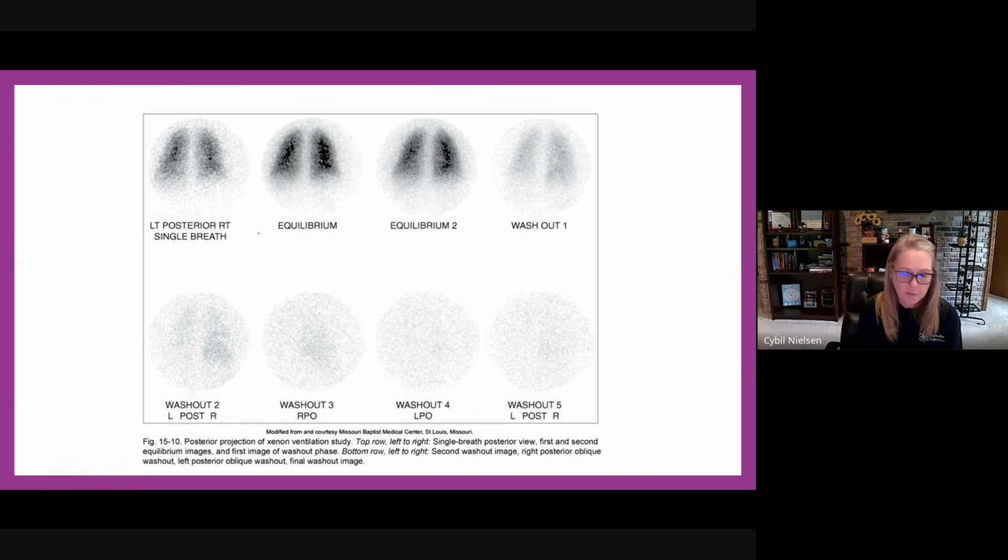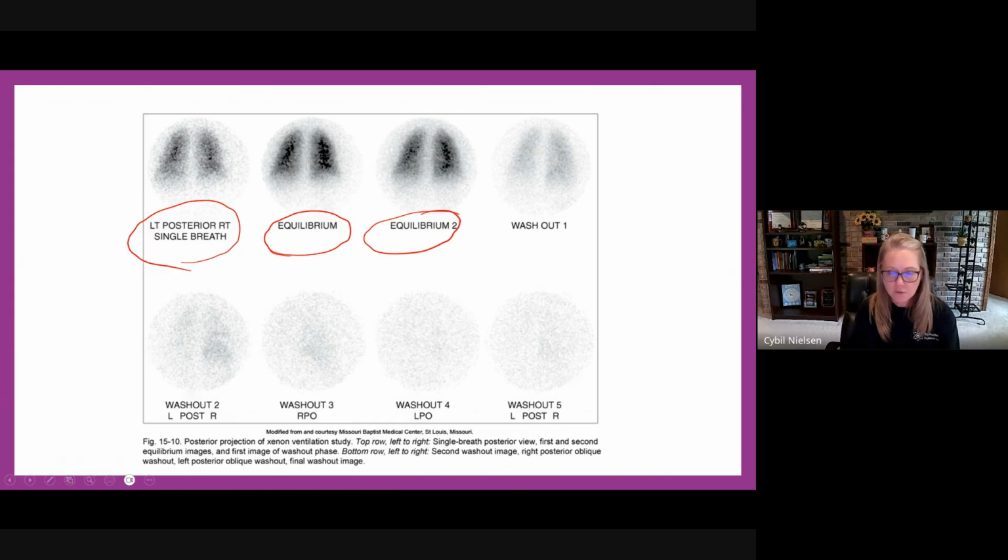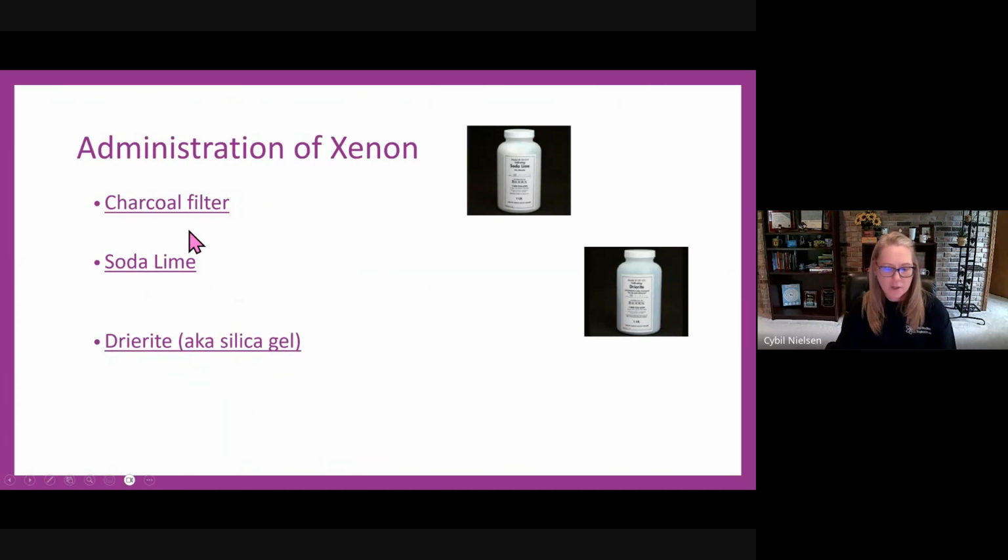All right, so here we go. Single breath. For some reason, they took 2 equilibrium images. I don't know why. And then the washout. And then sometimes during the washout, you can get some posterior obliques. Really not necessary. But by the time you get here and you're looking at your count rate, there's no counts left. So it's very quick that the counts actually leave the patient. All right, so we know what the charcoal filter does. That traps the xenon. What does the soda lime do?